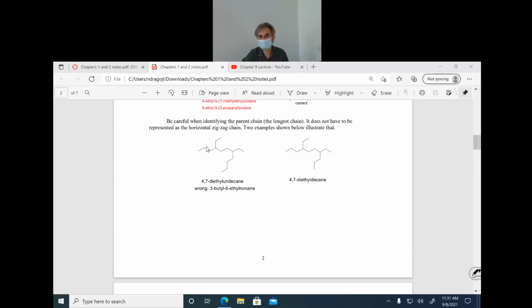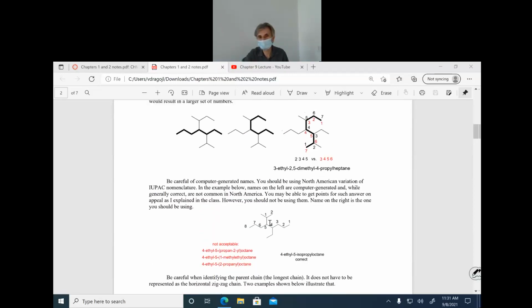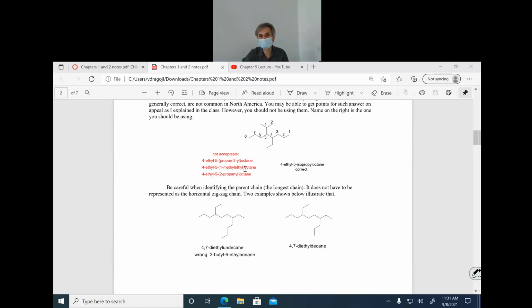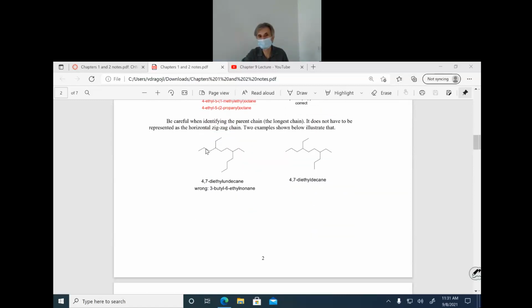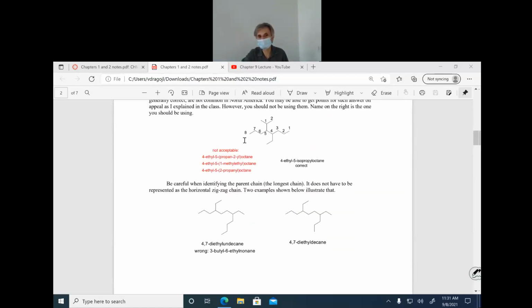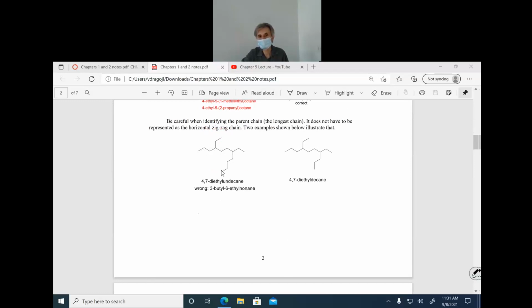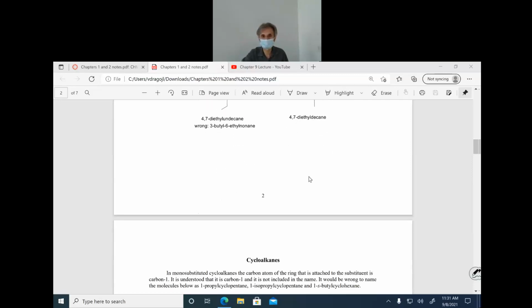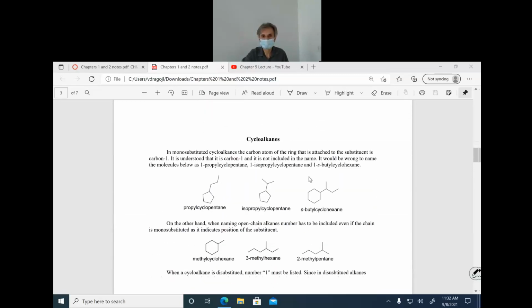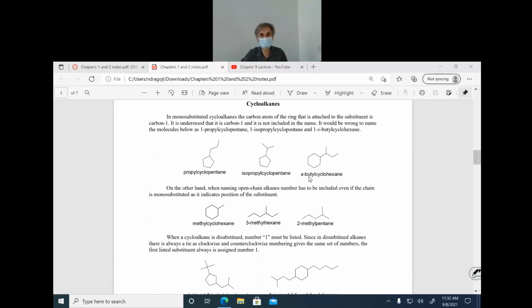So you may want to practice on these two. As you can see, less information is provided compared to previous ones, so on these you can work on your own using information from previous examples, where you identify the longest chain and then number it one way, the other, and see that you come up with correct answers. That's simple nomenclature of alkanes.